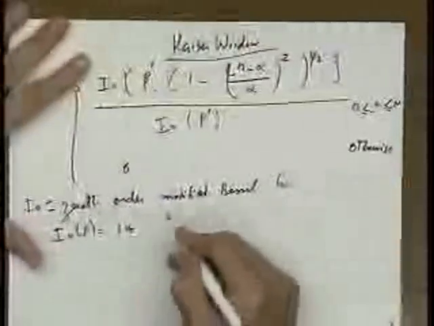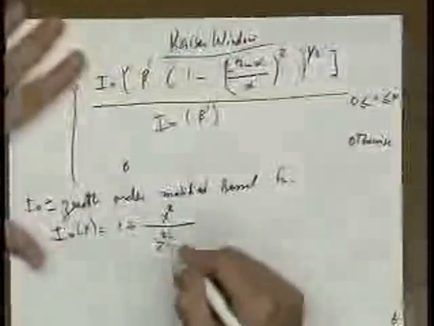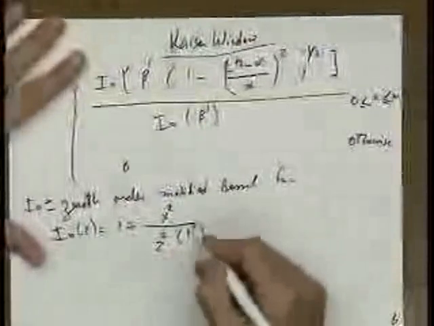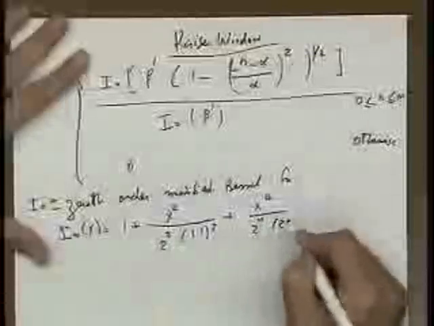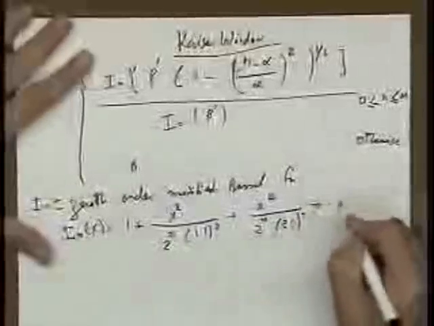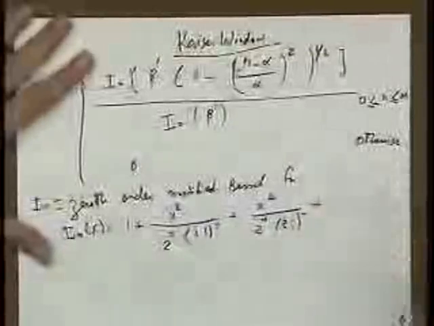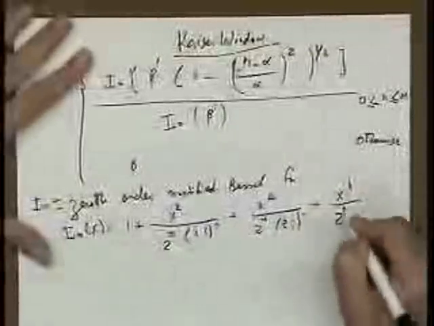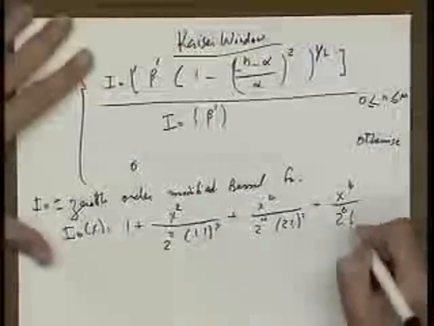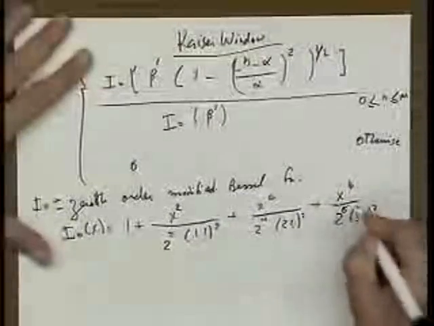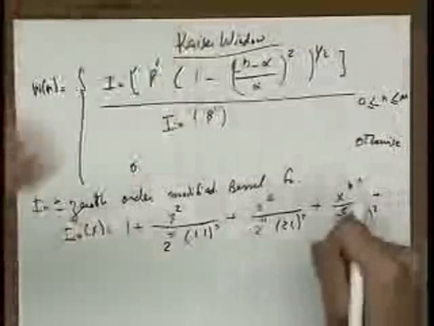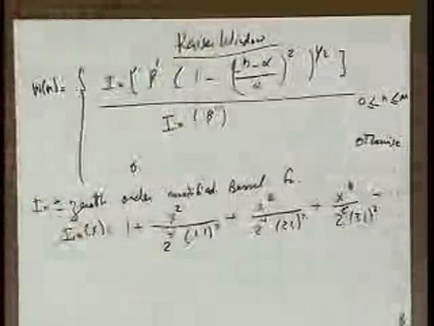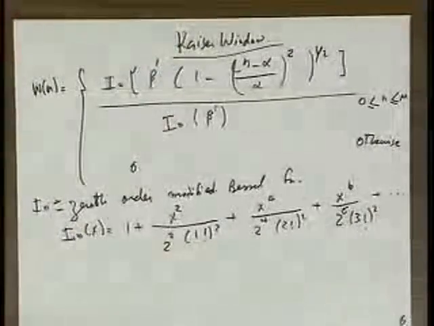It's 1 plus x squared over 2 to the power of 2, 1 factorial squared, plus x to the 4 over 2 to the 4, 2 factorial squared, plus, etc., x to the 6 over 2 to the 6, 3 factorial squared, etc. Or another way of defining a Bessel function is what? That I expect not too many of you to know. It's a solution to a particular differential equation.